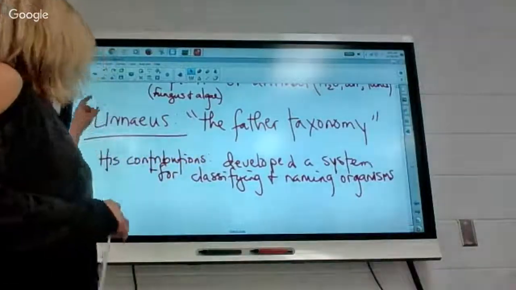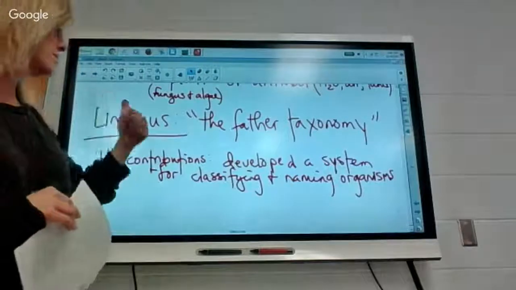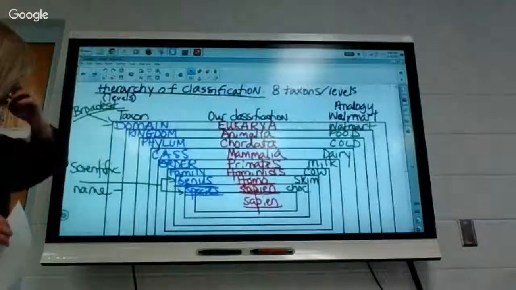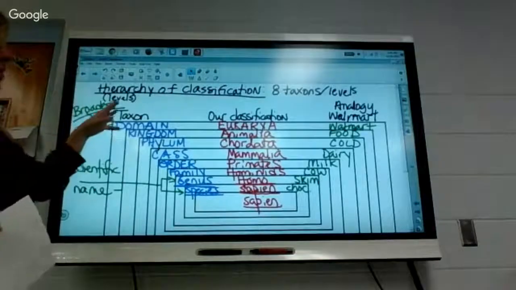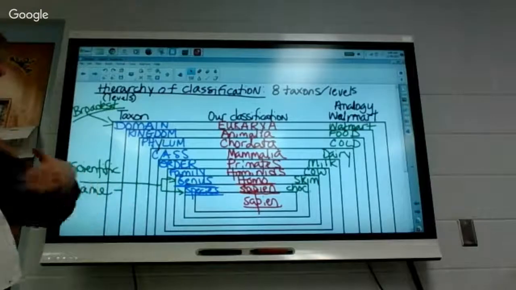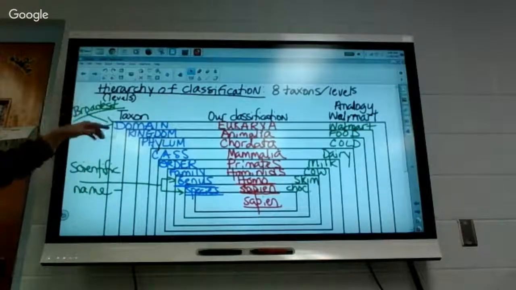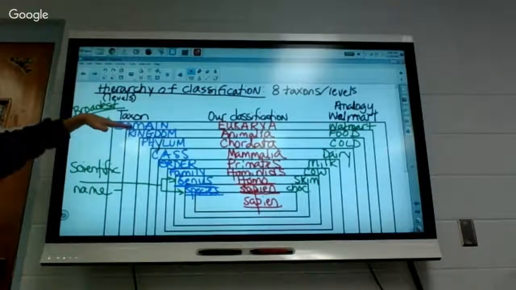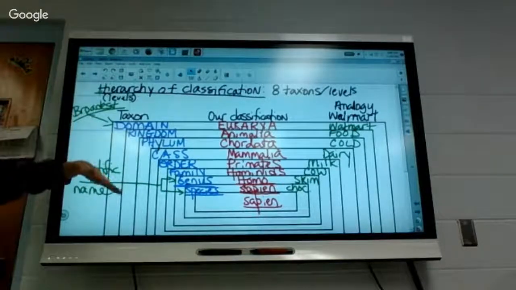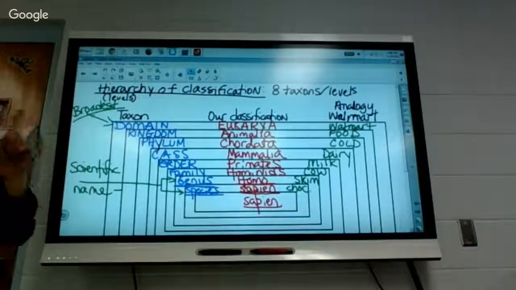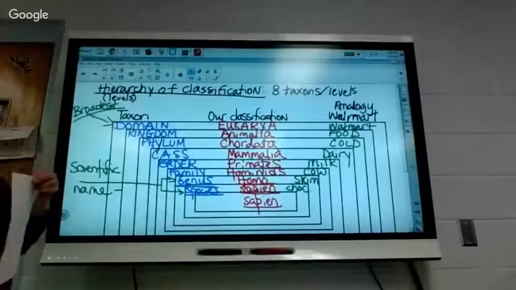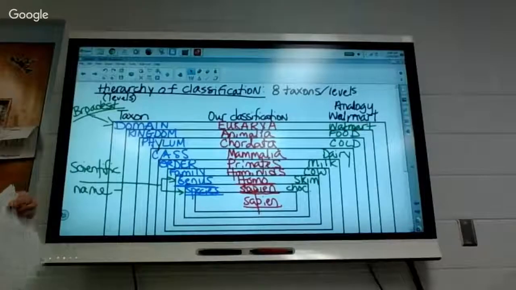So Linnaeus is the guy that came up with a system of naming organisms, but also how to classify them. So there were 8 different taxons or levels. We said a hierarchy is a level. There are 8 different ones now. Back in the day, there were fewer. So it went from kingdom to species, but now it goes from domain to species. So here's the sentence. We need to make sure you know the sentence so you can write all these out and you can identify what the order is, okay?